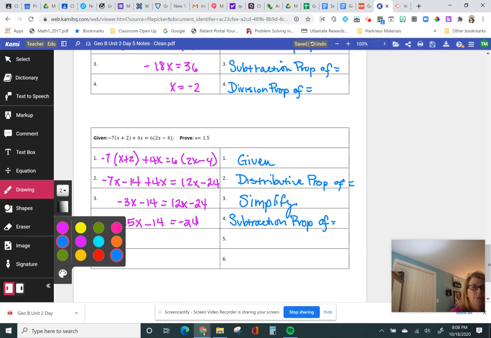Now I need to get rid of the 14. So I'm going to say negative 15x. I'm going to add 14 to both sides is equal to negative 10. So adding 14 means I'm going to use the addition property of equality.